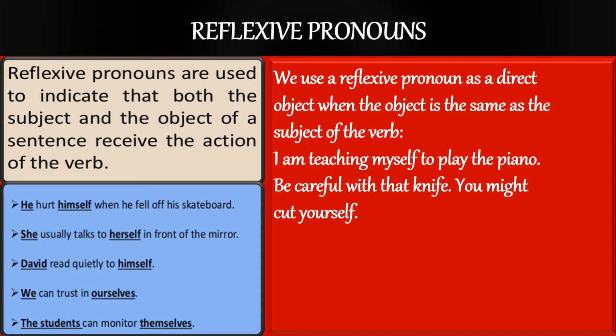We use a reflexive pronoun as a direct object when the object is the same as the subject of the verb. For example, I'm teaching myself to play the piano. Be careful with that knife. You might cut yourself.